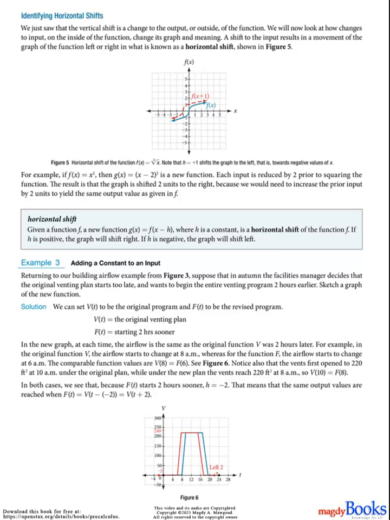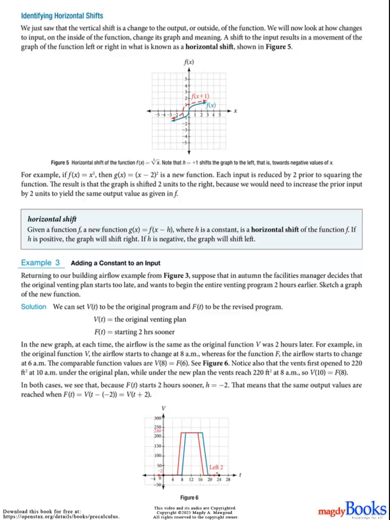Example 3. Adding a constant to an input. Returning to our building airflow example from Figure 3, suppose that in autumn the facilities manager decides that the original venting plan starts too late, and wants to begin the entire venting program 2 hours earlier. Sketch a graph of the new function. Solution. We can set v of t to be the original program and f of t to be the revised program. v of t equals the original venting plan. f of t equals starting 2 hours sooner.